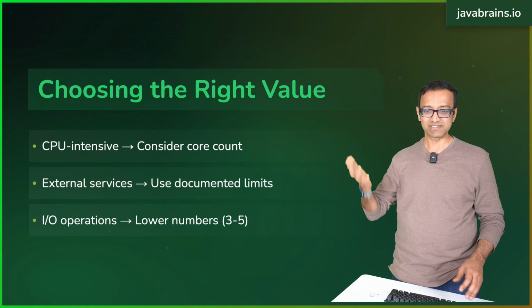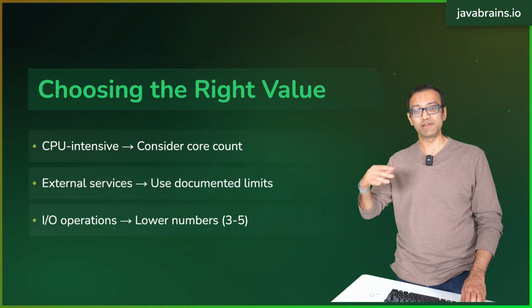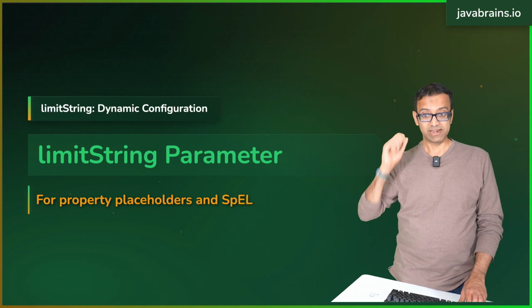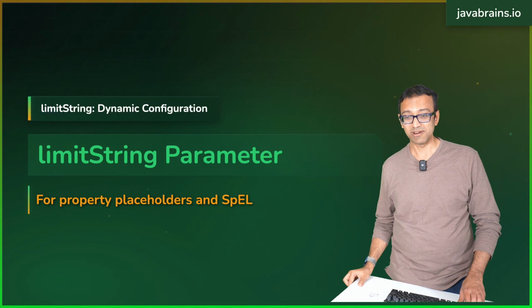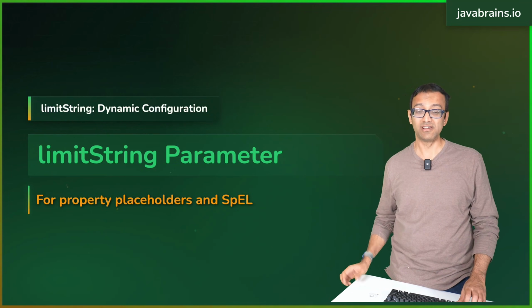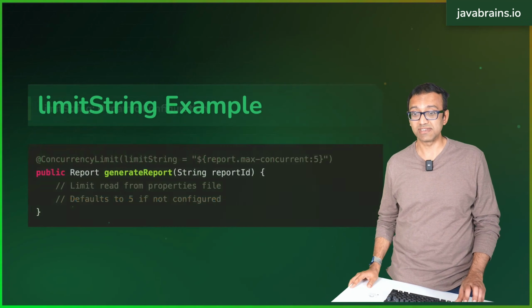And for I/O operations, like file operations and logging, you say 3 to 5 or something like that, a little bit lower. For dynamic configurations, there is a limit string parameter. I'm not going to go into too much detail about it, but you can use Spring expression language and property placeholders for configuring it dynamically. For different environments, you want different limits, you can configure it using property values.